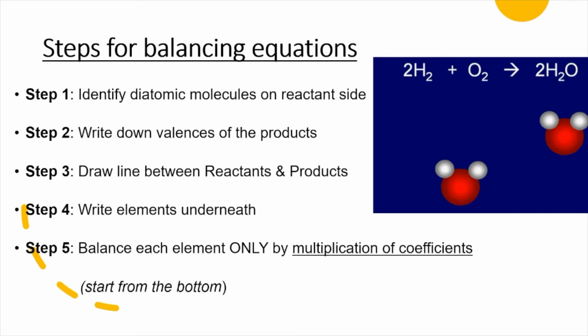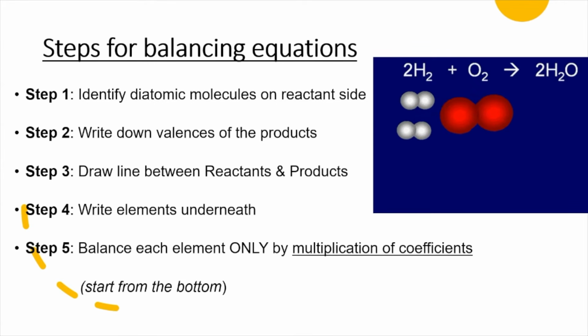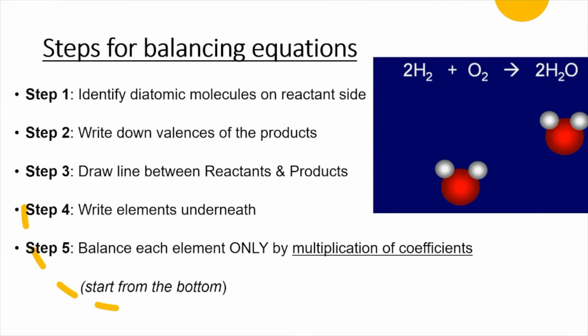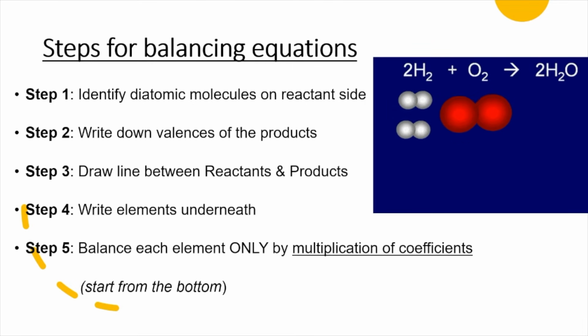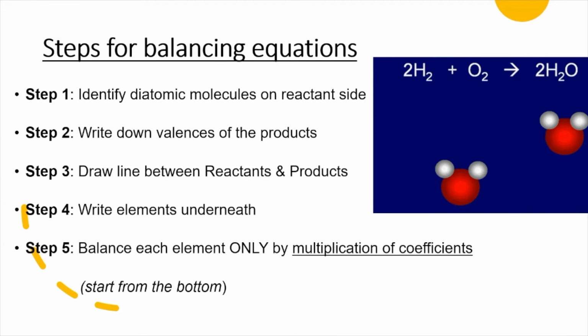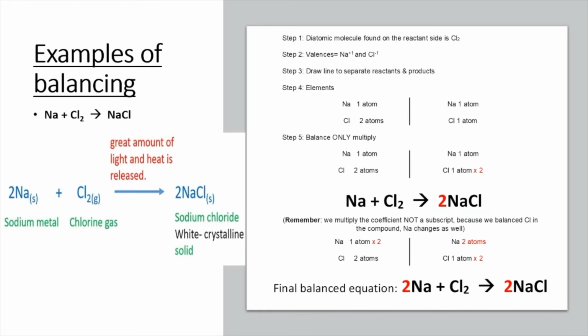Then step 5 is to balance each element only by the multiplication of the coefficients. When we balance, we cannot just place any number between the elements as it influences the ratio. All the balancing coefficients must be written in front of the elements or compound, which will then even out the atoms on either side. And an extra hint is to start from the bottom. Remember, for this section, our valency number will be found on the periodic table. So let's have a look at an example of balancing equations.